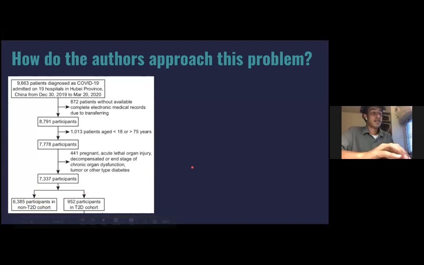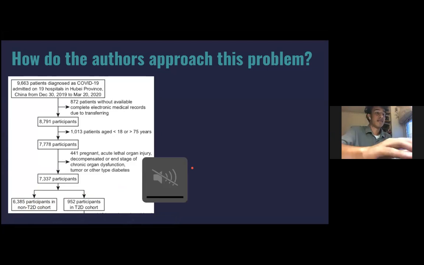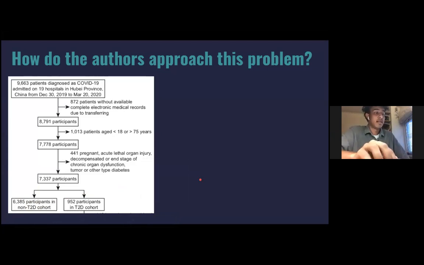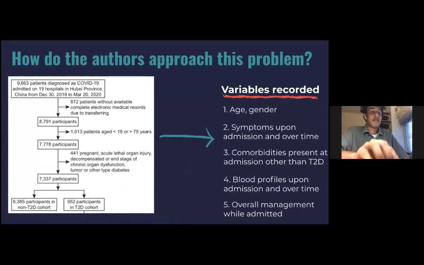Okay, so once the group had these two cohorts, what they did was collect several variables for all of the patients. First, they collected each participant's age and gender. Second, they collected each participant's symptoms upon admission as well as over time. Next, they collected the comorbidities that were present at admission other than type 2 diabetes. And then they also collected the blood profiles of every patient upon admission as well as over time.